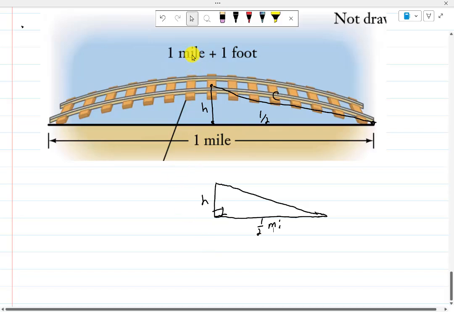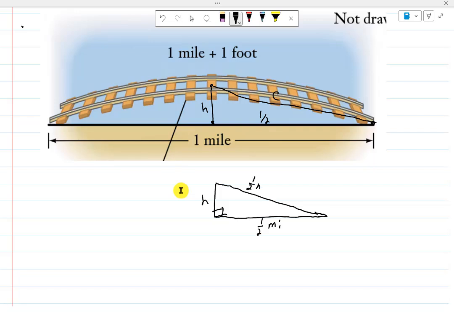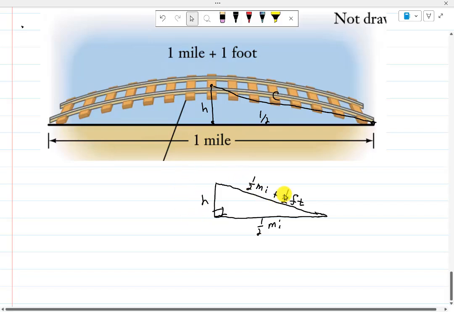Now up here though, 1 mile plus 1 foot, if I'm cutting it in half, this length will be 1/2 of a mile plus 1/2 foot. So I'm just going to, as my approximation, say this is 1/2 of a mile plus 1/2 of a foot. Now, working in different units is not a good idea. I would like to have everything either be in miles or everything be in feet. I'm going to choose feet because converting 1/2 foot to a mile is going to be some ridiculous decimal that I would prefer not to deal with.